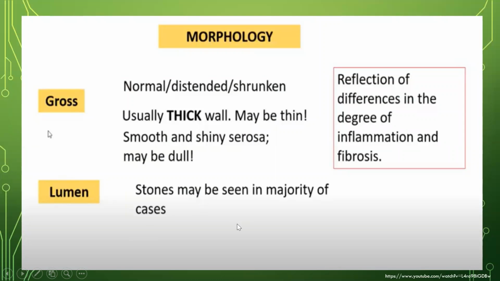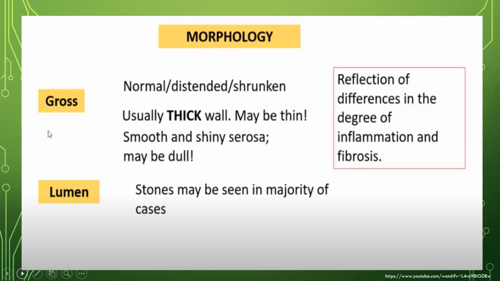Morphology of chronic cholecystitis consists of a normal or distended, actually, but usually thick wall. Sometimes it may be thin, depending on the activity of inflammation and the presence or absence of different motility disorders. The serosa is smooth or shiny, but may be dull or thin. Stones may be seen in the majority of cases, a reflection of the differences in degree of inflammation and fibrosis.